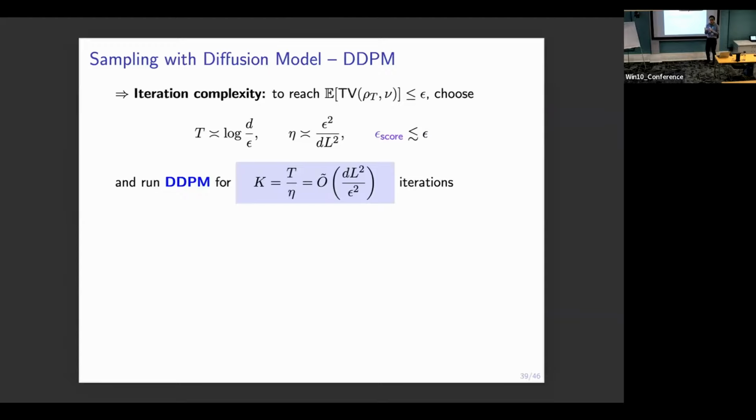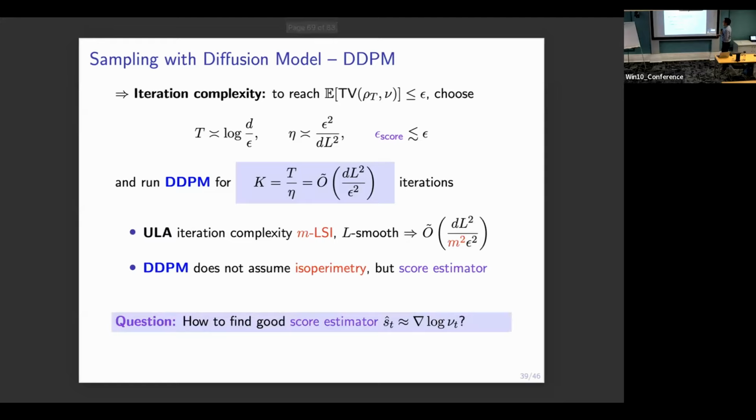So if we want small error, then we also need a very good score estimator, right? But the result says that under these parameters, it's enough to run the DDPM algorithm for this number of iterations, which is d L squared over epsilon squared.